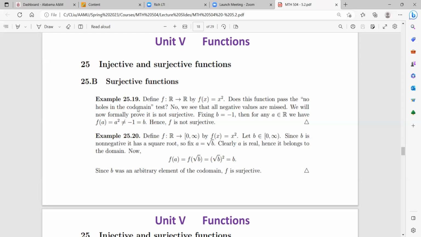The codomain is all real numbers R. So if you pick a negative value in the codomain for y, that means you draw a horizontal line below the x-axis. You do not cross the curve at any point. So it does not pass the no-holes-in-the-codomain test.